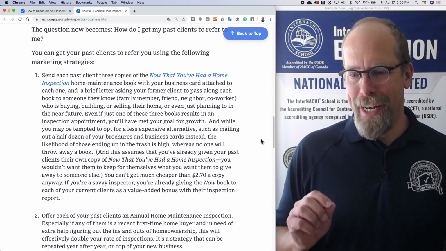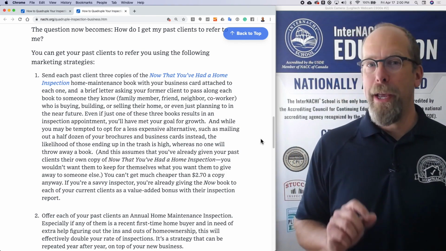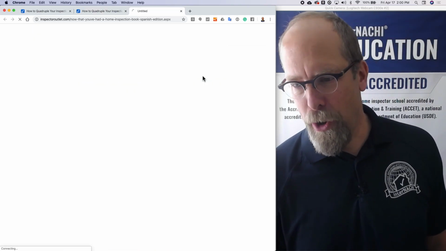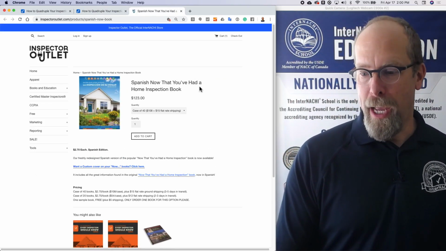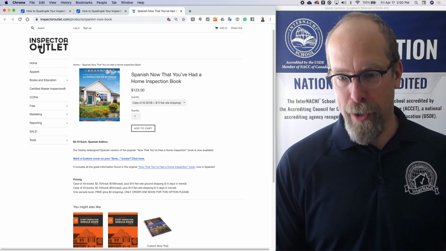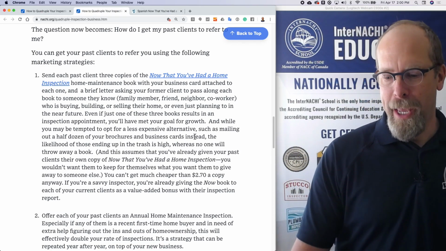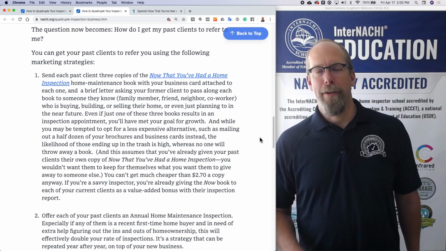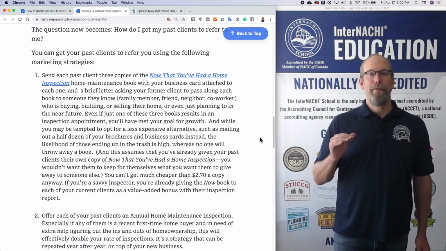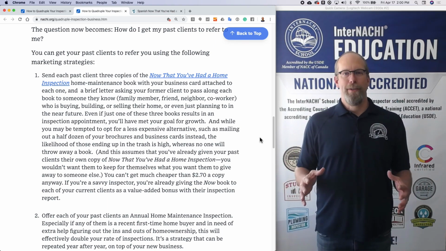Number 1, send each past client 3 copies of the home maintenance book now that you've had a home inspection. And it's in Spanish and it's in English. So there's the Spanish book, and we sell it through inspectoroutlet.com. And that's step 1. And then there are several other steps. And you do them in sequence.